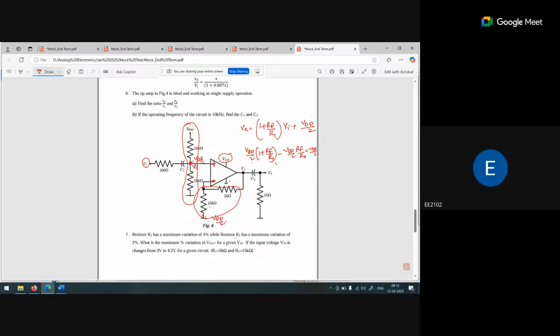Okay, this thing is okay. Yes, sir. Now, if I connect a VDD by 2 at this point, because of this VDD by 2, what are we getting at the VX point? This VDD by 2 times 1 plus RF by R1, because it is connected at the positive terminal.